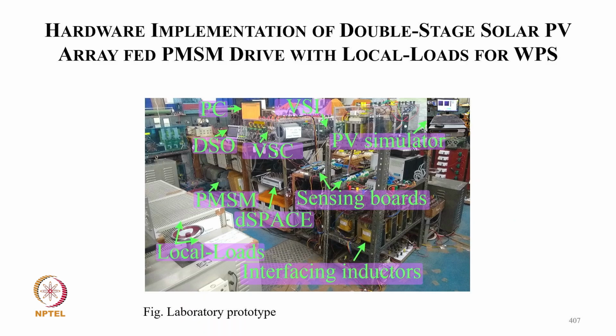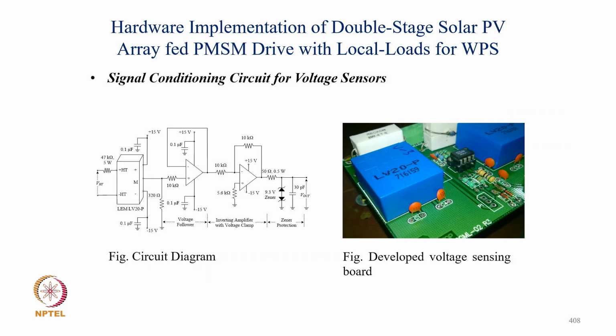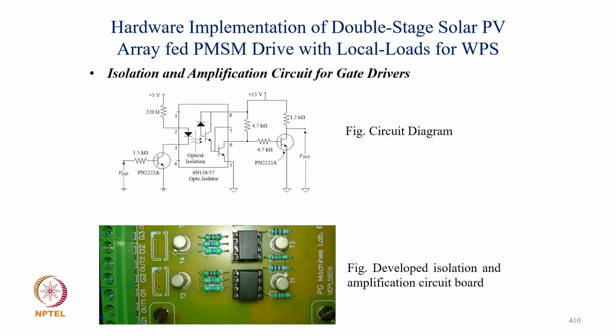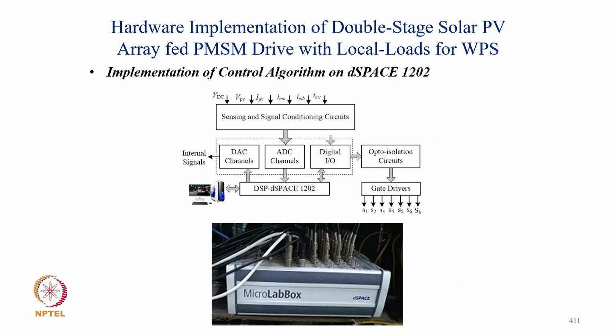And this is the laboratory prototype of the PMSM drive for solar PV array fed water pumping. These are the implementation of voltage sensors required for voltage sensing of the DC link as well as the PV array. And these are current sensors for sensing the winding current as well as the PV current. This is the optocoupler isolation for all the converter devices. And this is the implementation of the DSP using microlabs for all the signals of DC link voltage, PV current, and three motor current sensors for sensorless control.